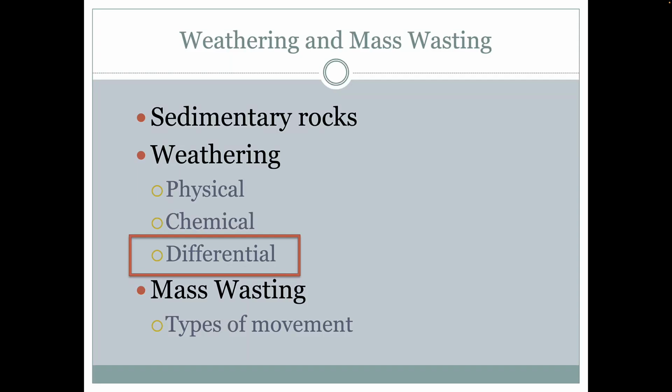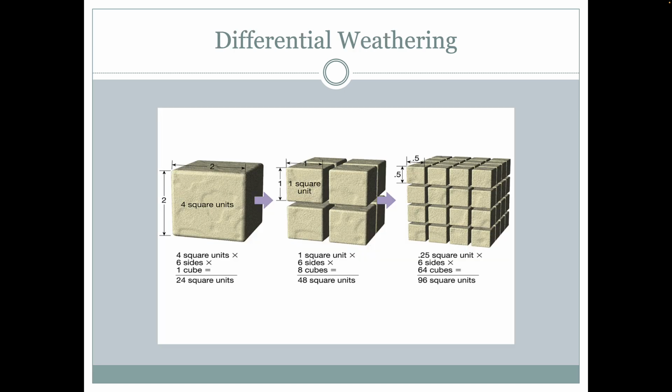So with weathering, we also talk about differential weathering, which is just some combination of physical and chemical weathering. And this is important because with physical weathering, we're creating more surfaces where chemical weathering can take place. And the more chemical weathering occurs, the more physical weathering is possible, etc.